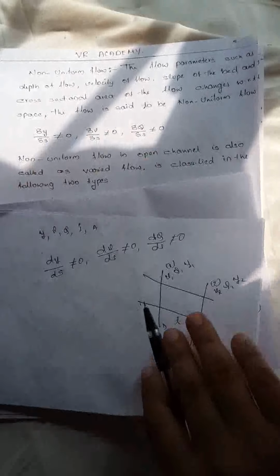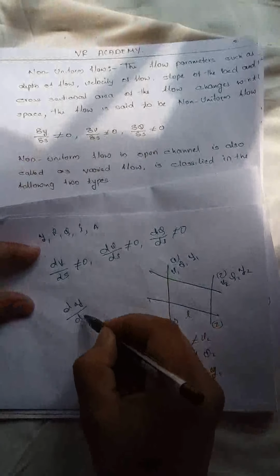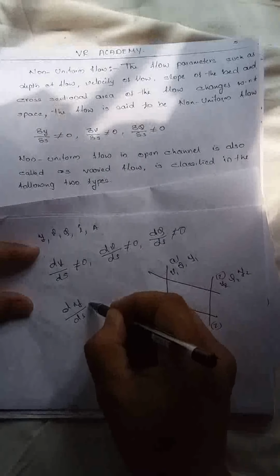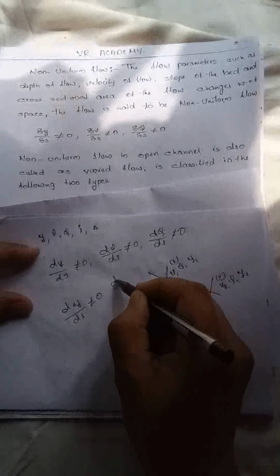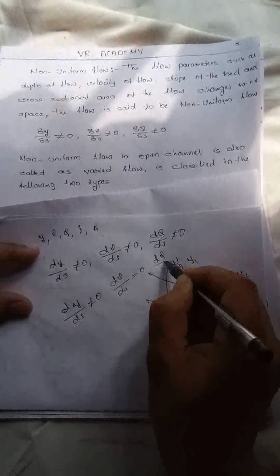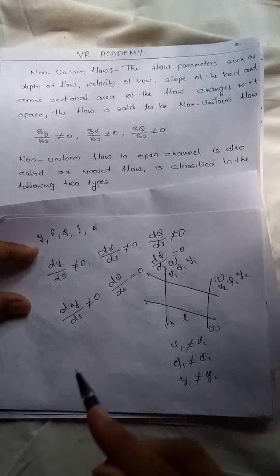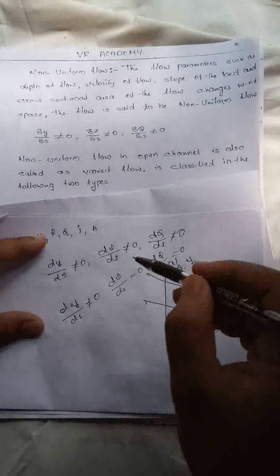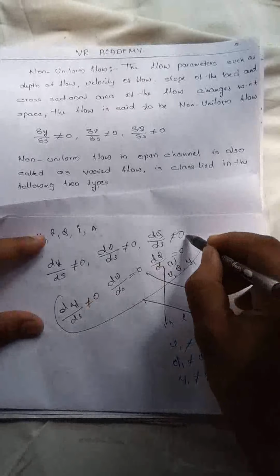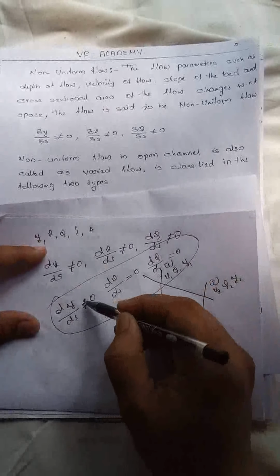If dy by ds is not equal to 0 but dv by ds is equal to 0 and dq by ds is equal to 0, that is also called non-uniform flow, because, as I already told, uniform flow should satisfy all these three conditions, meaning all of them should be equal to 0. Otherwise it is non-uniform flow.